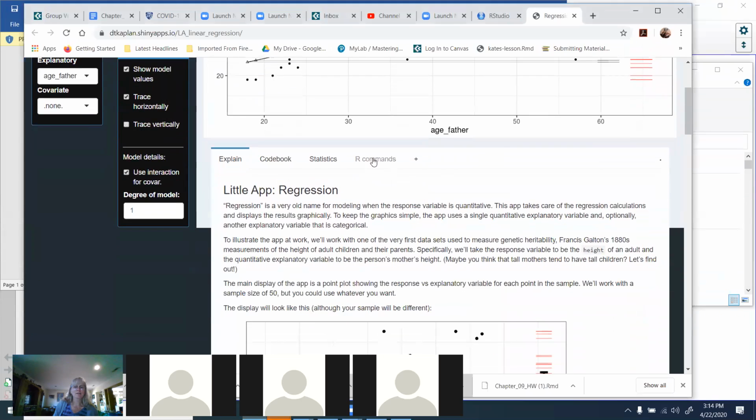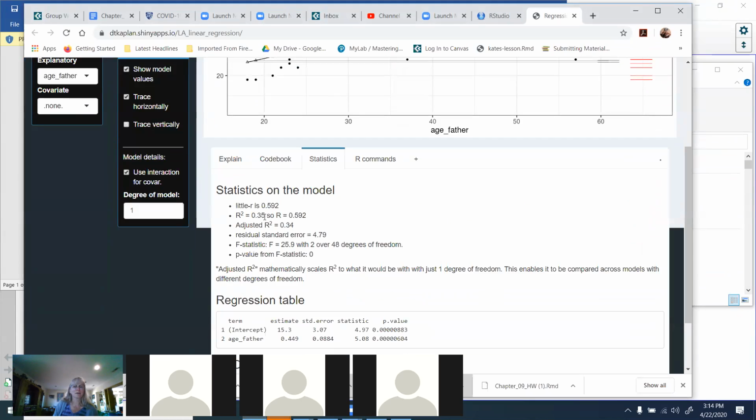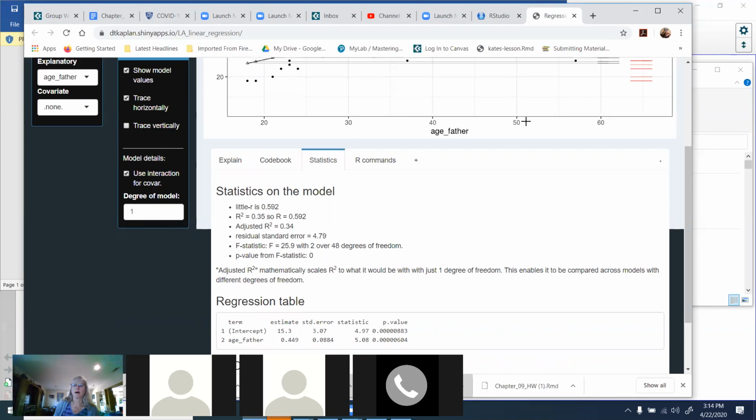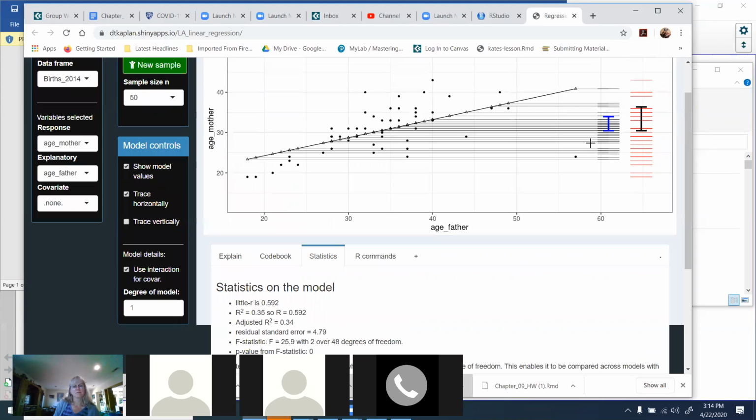We can actually go into the statistics and see what it is. So big R squared is about 0.35, and if you take its square root, you get that ratio. Big R is about 0.59. You said about 50%, a little bit more. So it's about 50, almost 60%. Little r is also about 60%.